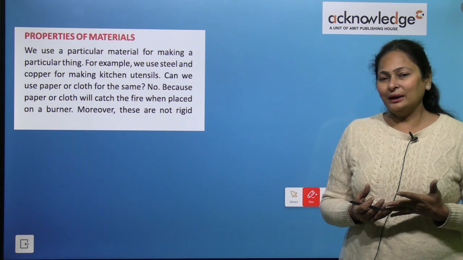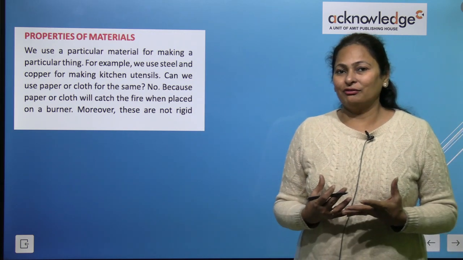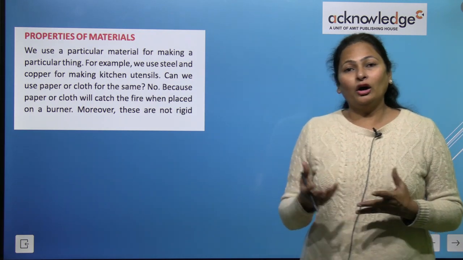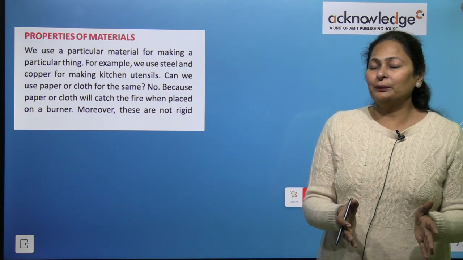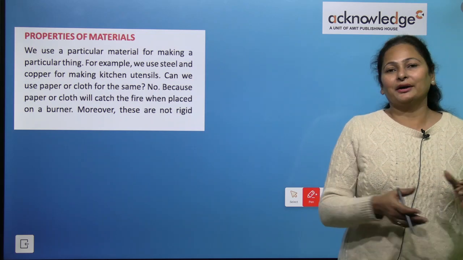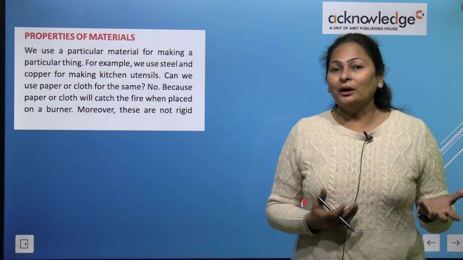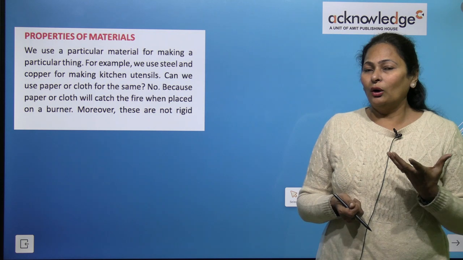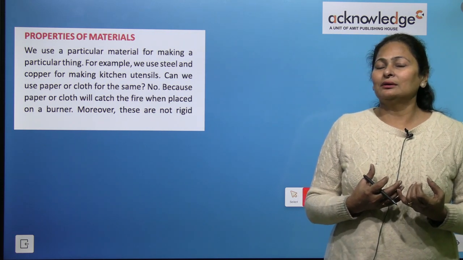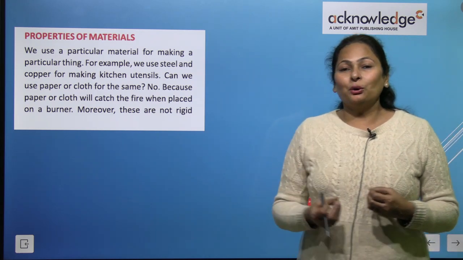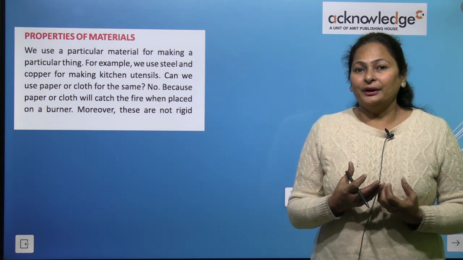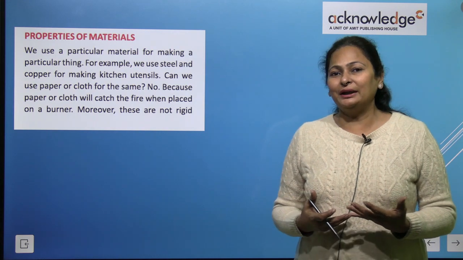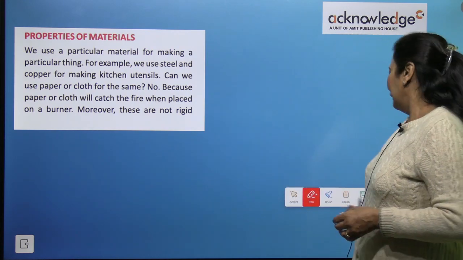It is not possible because the paper will catch fire, right? If the utensil is made up of paper or cloth, and if you put it onto the burner, what will happen? It will catch fire. You would not be able to cook in this, right? And imagine, can you eat food in paper or in cloth? No, it is not possible. So, materials are different, right? And their properties are different. And because of this, we are using different kinds of material in making different things.